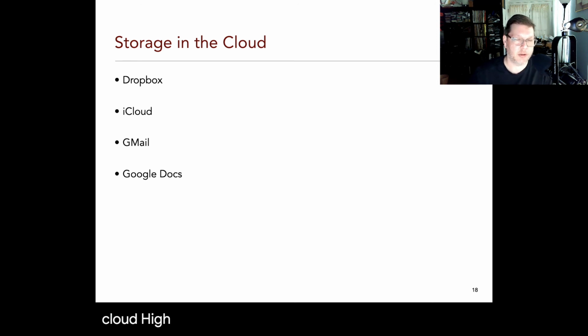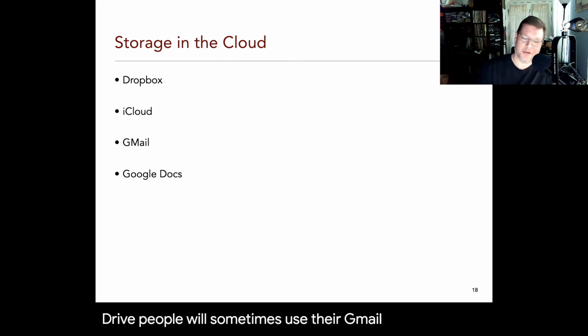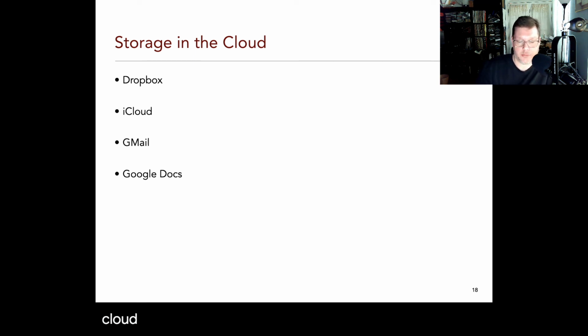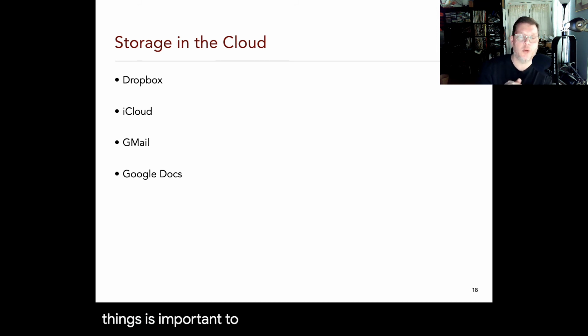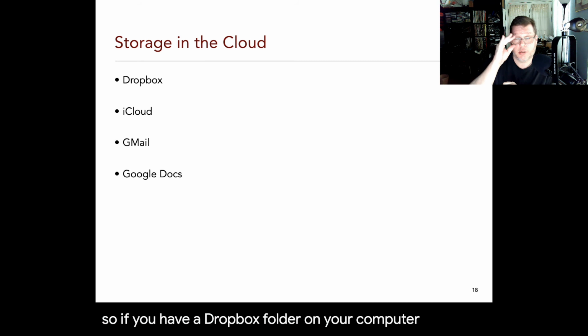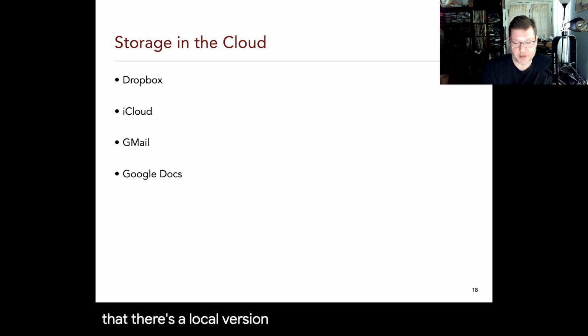Dropbox, iCloud. There's other services like Sync or Google Drive. People will sometimes use their Gmail account as a place to store things. Google Docs exists in the cloud. So the thing that I want you to remember about these things is it's important to understand where your stuff is stored. So if you have a Dropbox folder on your computer, you realize that there's a local version of that file, a file that's on your computer, as well as the cloud version of that file.